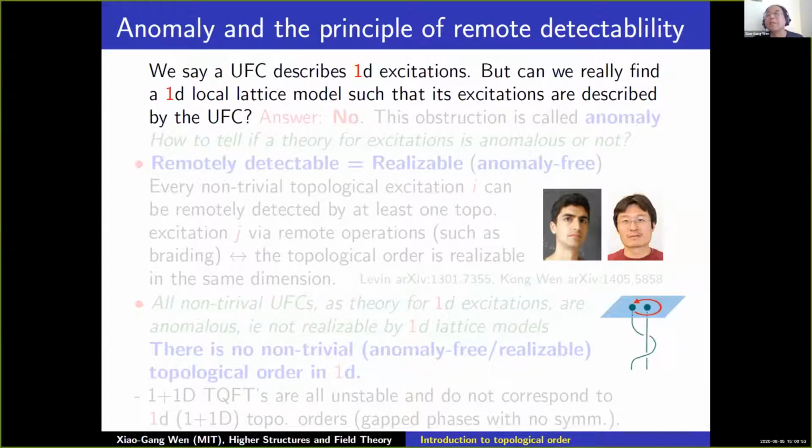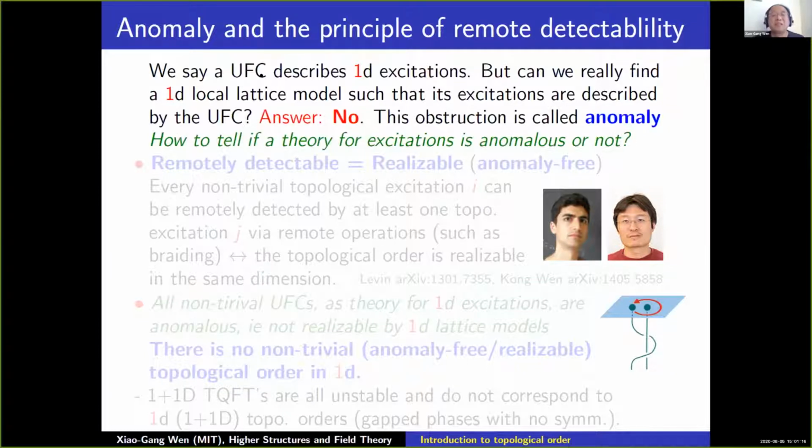Okay, so then this comes a question. If that's really true, can we really find a one-dimensional local lattice model such that this lattice model has an excitation which is described by this unitary fusion category? The answer is no. So actually we did so much for nothing.